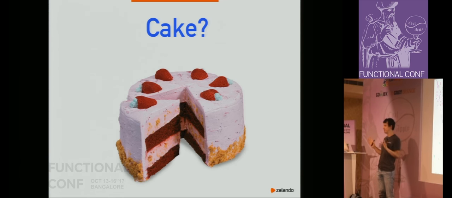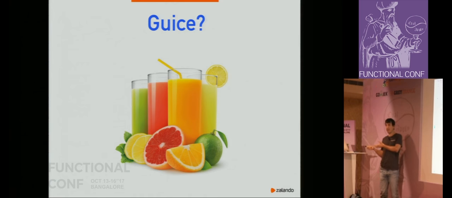So maybe you've heard of the infamous cake pattern. It was a trial in Scala to do dependency injection using some of the Scala type system features, like traits, mixins of traits, self-types, and so on. Unfortunately, it turned out to be not such a good idea for dependency injection. So maybe we turned to a Java library, like Guice.